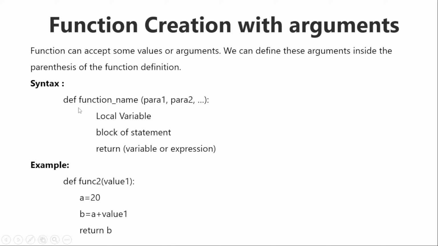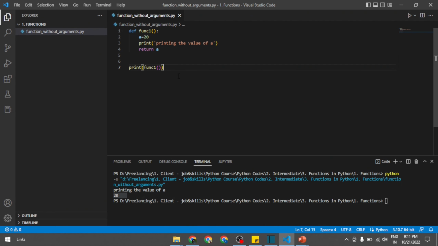The syntax is def function_name, para1, para2. Para1 and para2 are the arguments which are defined during the function definition. Then local variable, block of statements, return variable or expression. So the example is def func2 val1, a is equal to 20, b is equal to a plus val1, return b. So let me create one more function.